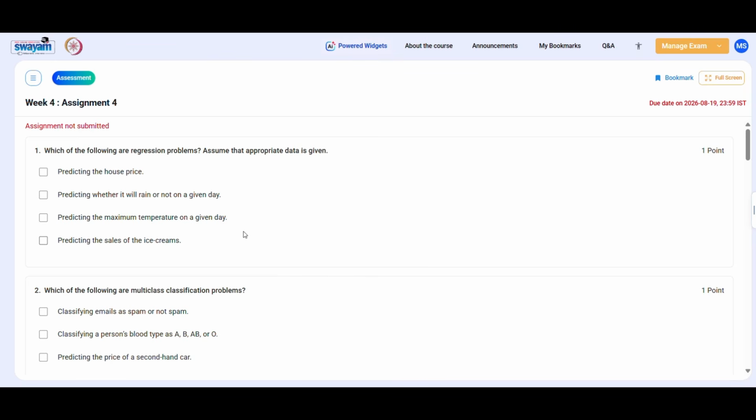So the first question is, which of the following are regression problems? Assume that appropriate data is given. Predicting the house price is the right one. So option A is correct.